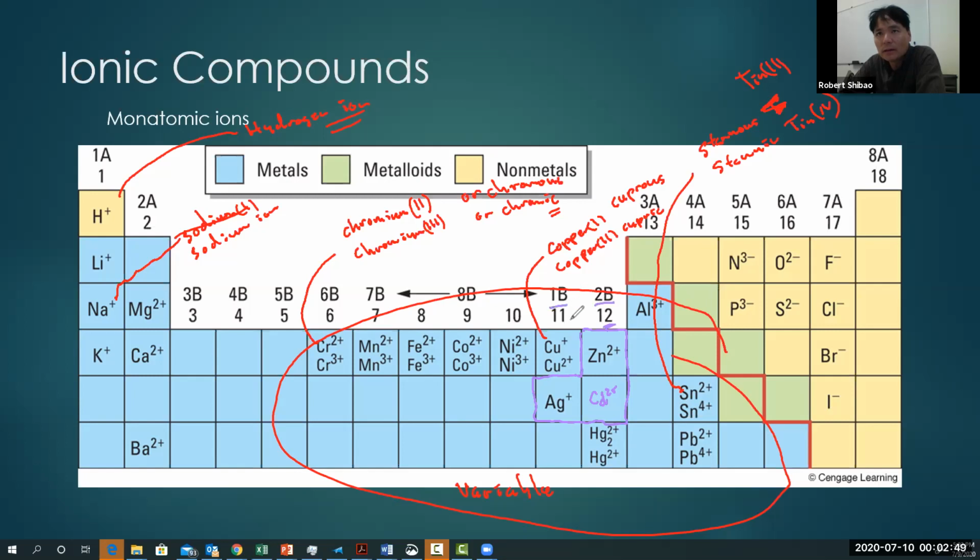This is 1B, 11. And so this 1-2 pattern repeats. This is 1-2 pattern with A. This is 1-2 pattern with B. And so 1 is mostly +1 here, although copper bucks that. And 2 is these, although mercury bucks that. Okay. All right, so this is a little fixed charge island in a variable charge sea.